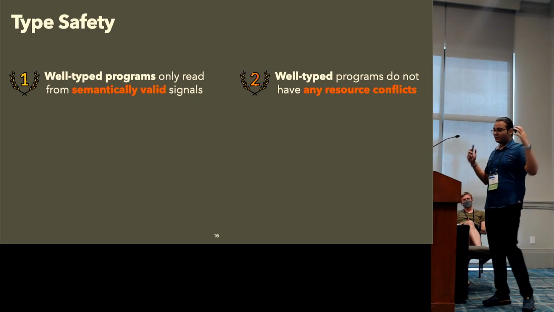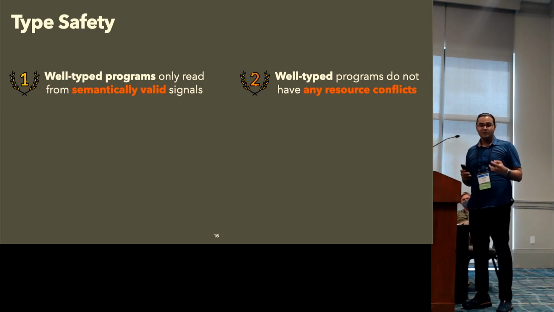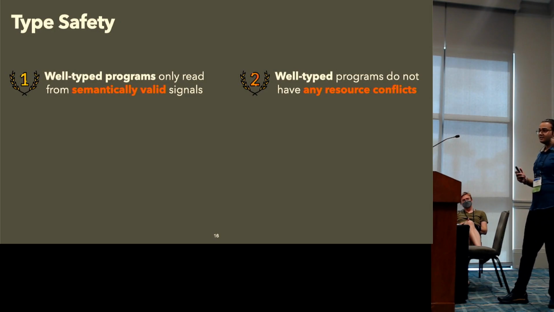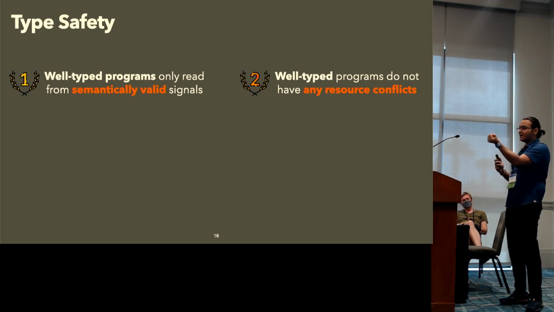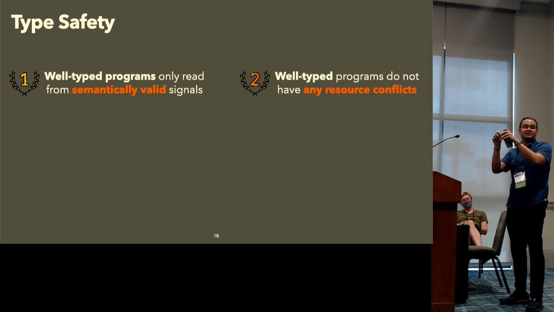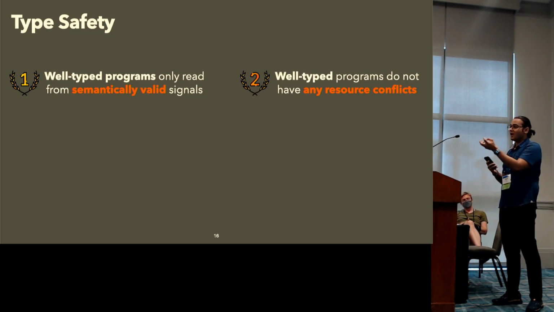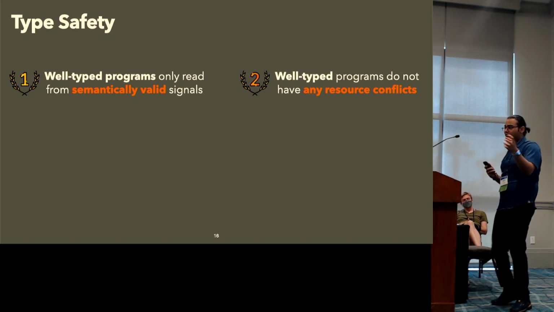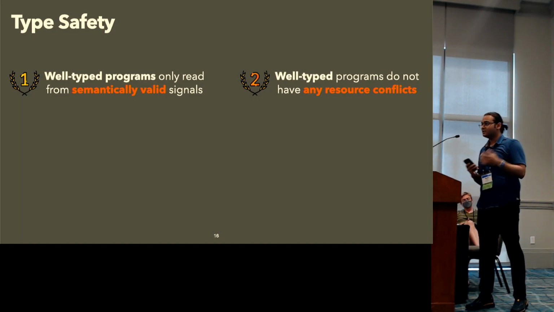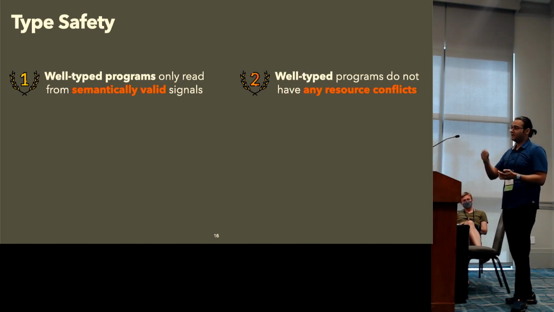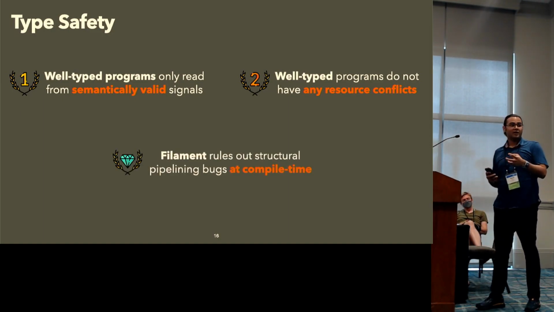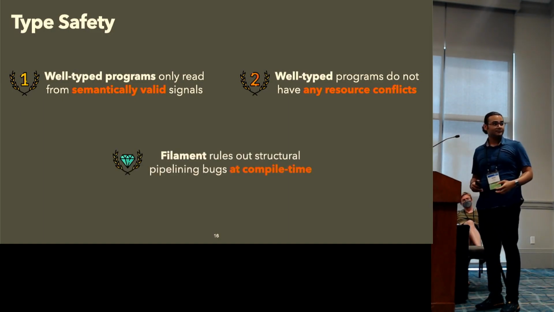And so Filament has a type system, which again I will not get into, but at a high level, when you write programs in Filament, it enforces 2 properties. The first one is that a well-typed program only reads semantically valid signals. And by that I mean you never violate one of these timing constraints on your inputs and outputs, which means you have balanced pipelines. The second one is that well-typed Filament programs don't have any resource conflicts, which means you don't have any structural hazards when you're running your design at the initiation interval you specify. And because of this, Filament can rule out a large class of pipelining bugs at compile time.